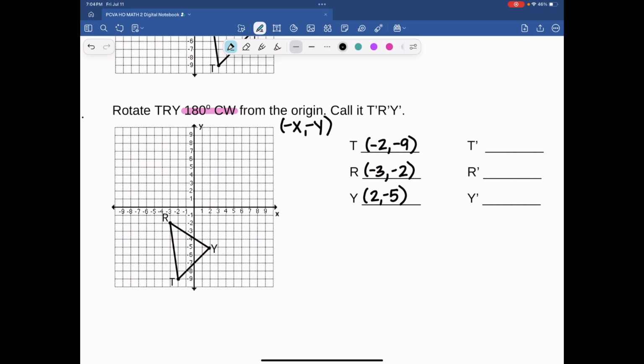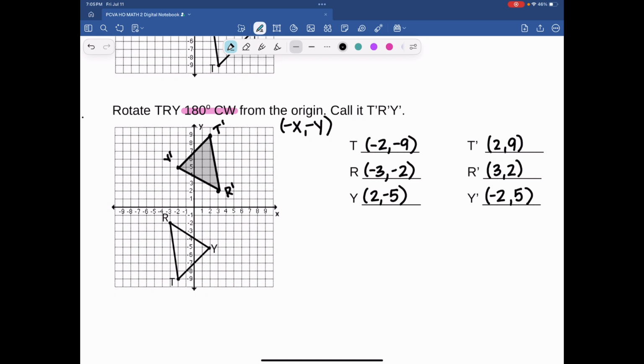So if we do this, that's going to become +2, 9. This is going to become +3, +2. And then this is going to become -2, +5. All right, so if I plot these points, I should be able to see that rotation. So this is going to be 2, 9. So that's going to be t prime. So I have 3, 2, which is going to be r prime. And then I have -2, +5, which is y prime. All right, so if I connect all of those, there is my rotation.